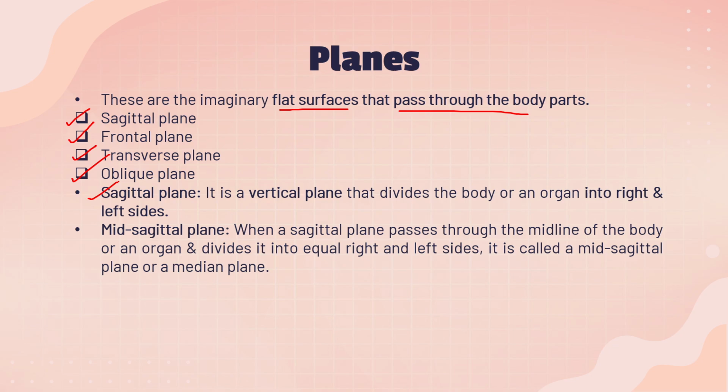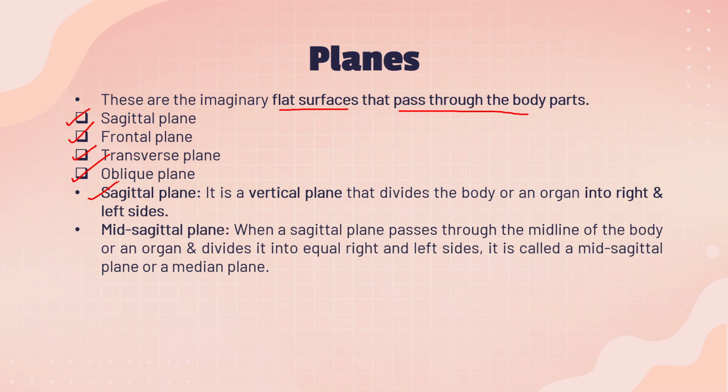Okay, you can see the sagittal plane. The plane is passing through the midline of the body, right? Then next, the frontal or coronal plane. It divides the body or an organ into anterior, front, and posterior, back parts. Hence it is called frontal, because it is dividing the body into front and back parts.